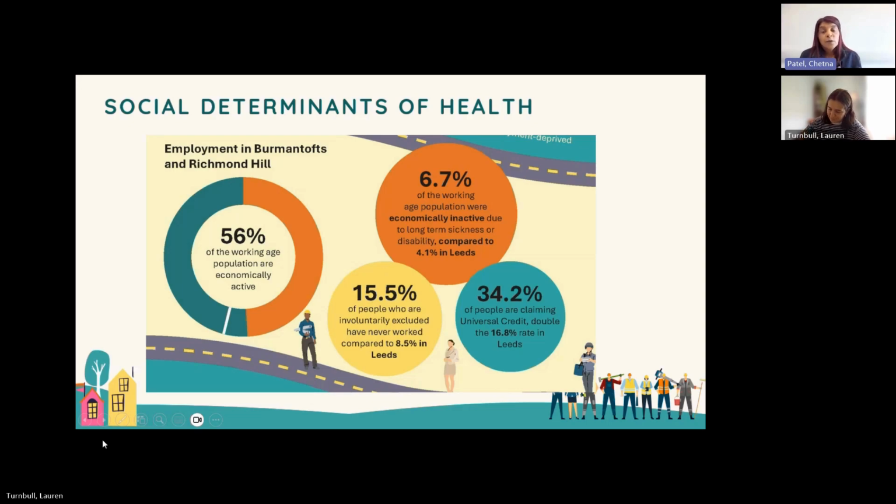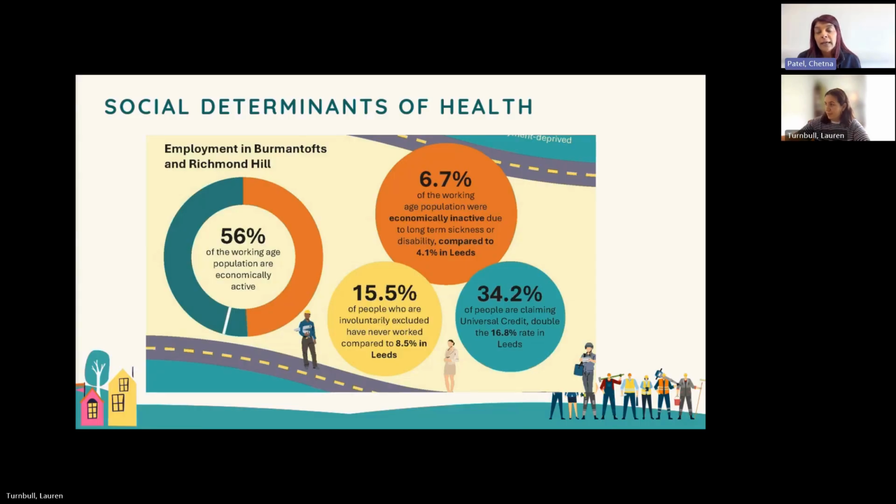So in terms of social determinants of health, and Lauren alluded to this, it's about really where people grow up, where they live, what kind of jobs they do, and how they age. So this is looking at those factors that impact on our health.